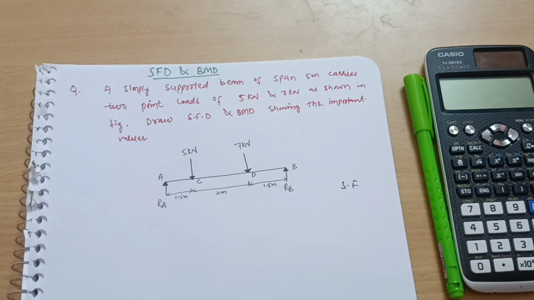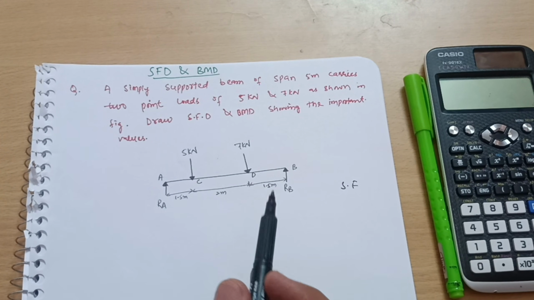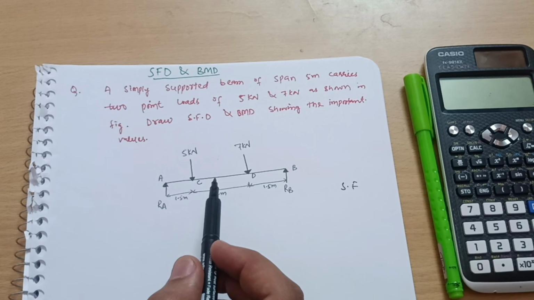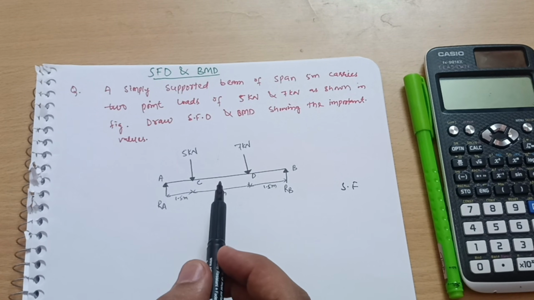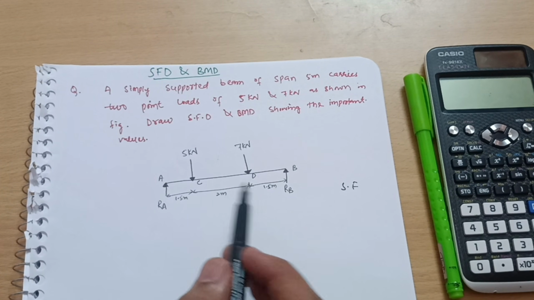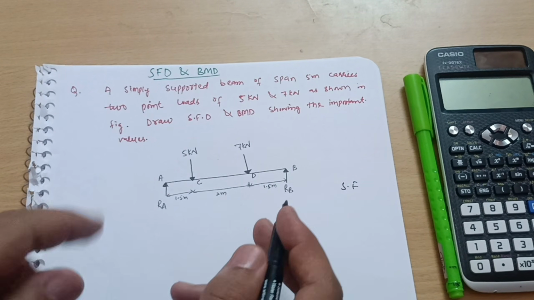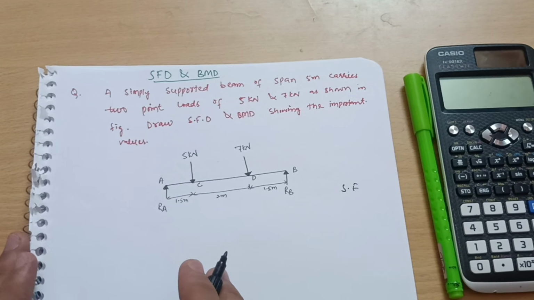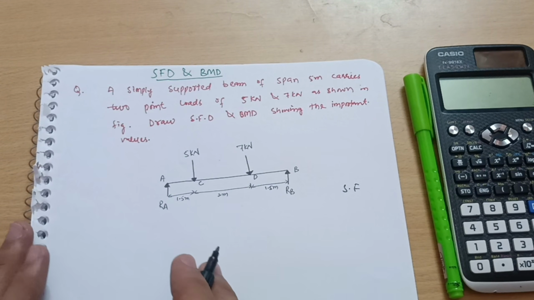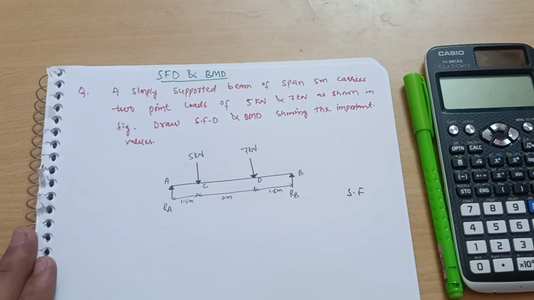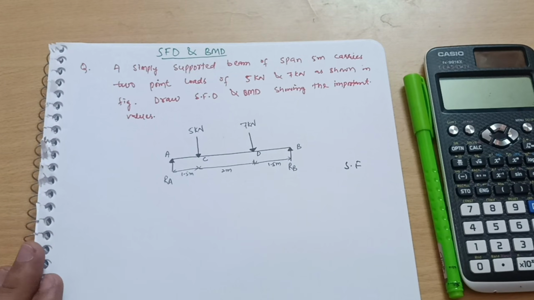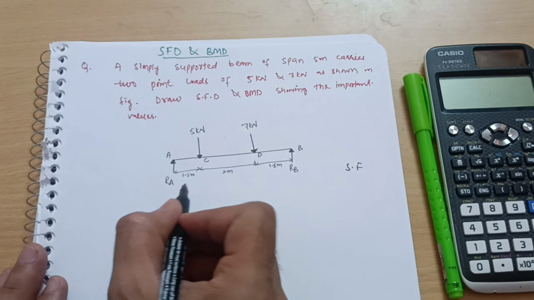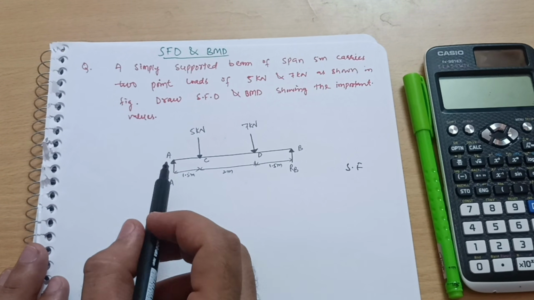The algebraic sum of moments of all the forces acting to the right or left of any section is called bending moment. Similarly, the graphical representation of the variation of bending moment, which we draw later on, is called the bending moment diagram. No need to worry about the definition part. You will not understand by the theoretical definition itself. Once we solve this problem, we will understand what shear force means. Step by step we will solve this SFD and BMD.